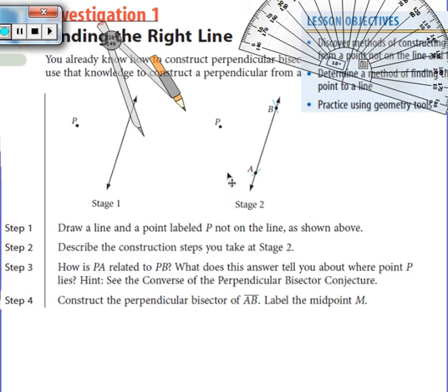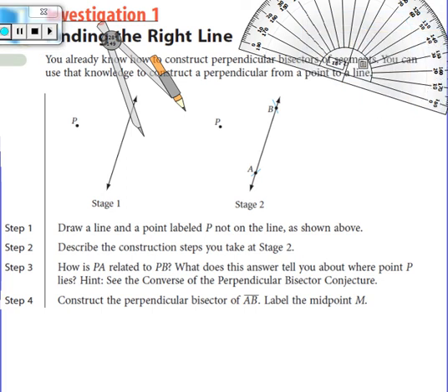Today we'll be constructing perpendiculars to a line from a point not on a line. We can also do it from a point that's already on the line. We may practice that as well. So I want you to notice what's going on in stage 1 and stage 2 of the construction.